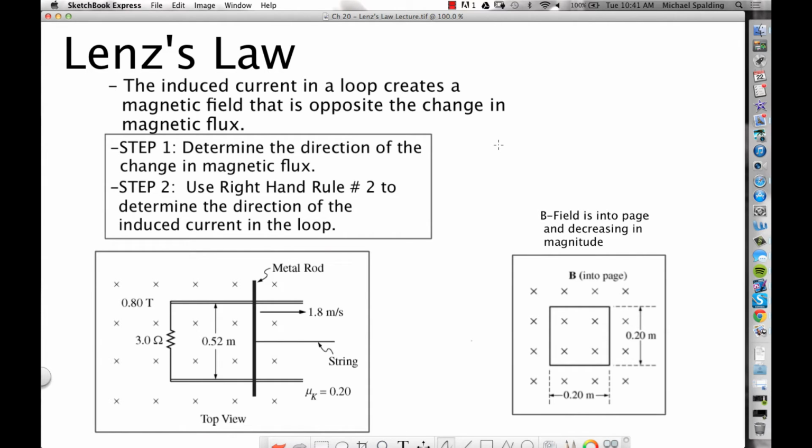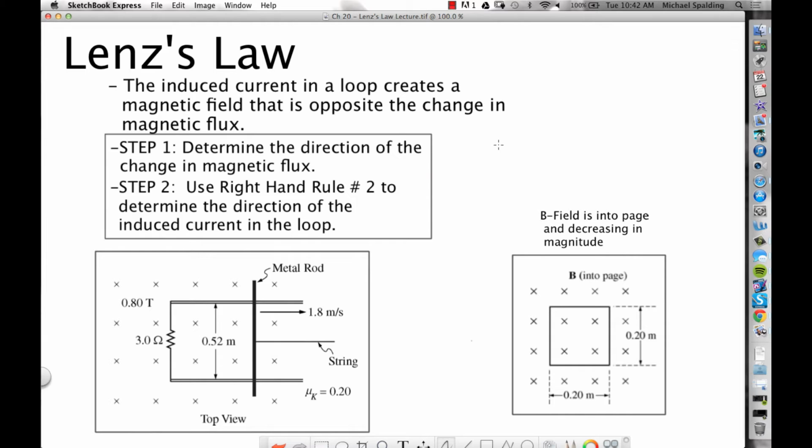The final part of chapter 20, induced voltages and induced currents, is figuring out which way the induced current will be. All right? So here's the lecture on how you figure it out. You're going to need to see multiple examples. I have 2 examples here on this screen, although you're going to need to see more examples, like you'll see them in the homework set.